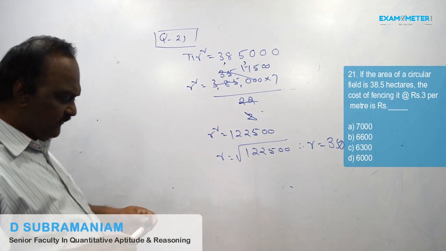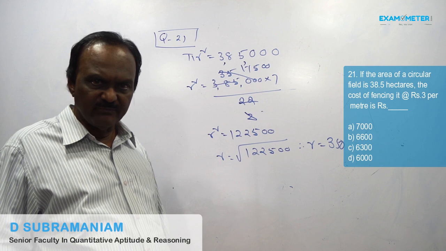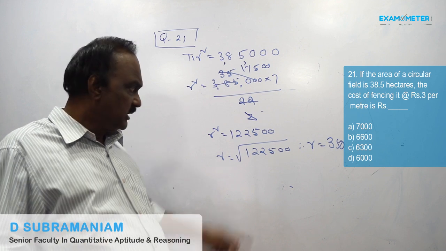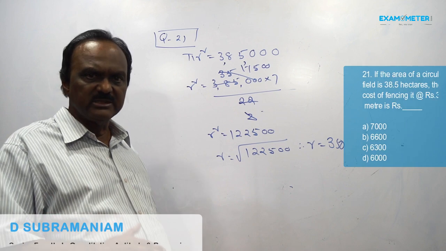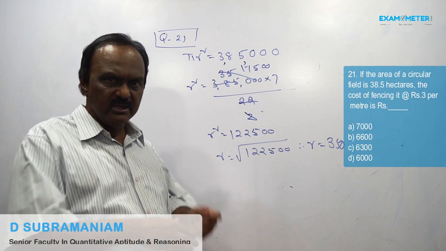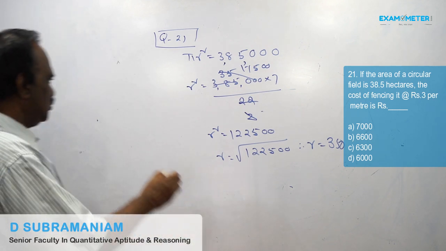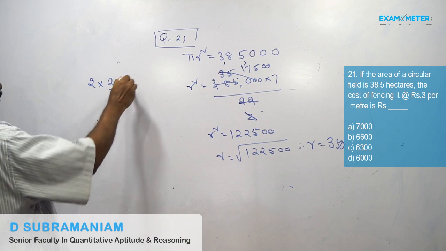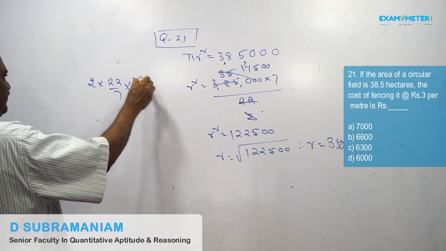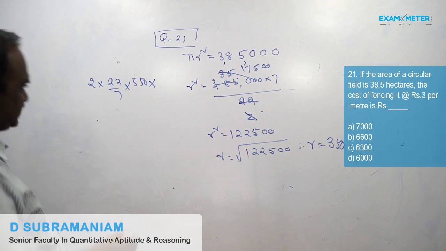Root of 1225 is 35. Add 2 zeros. So 350. Before finding out the cost of fencing, we have to find out the perimeter. Perimeter is nothing but the circumference of the circle. So 2 into pi value into 350. For each meter they are charging 3 rupees.